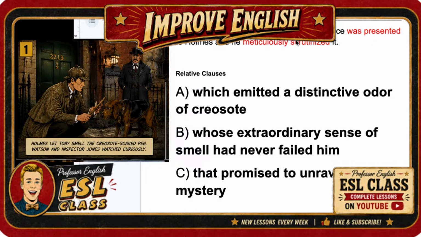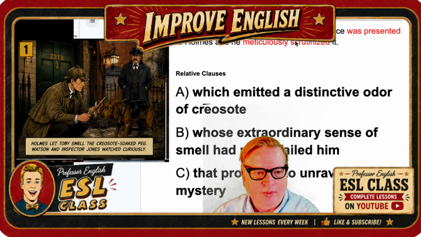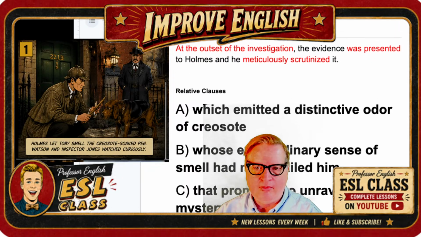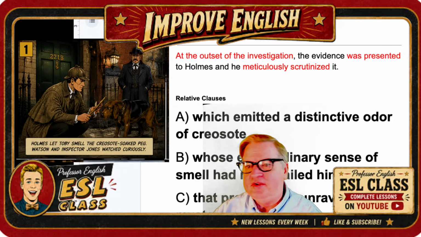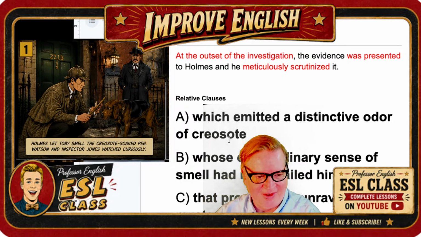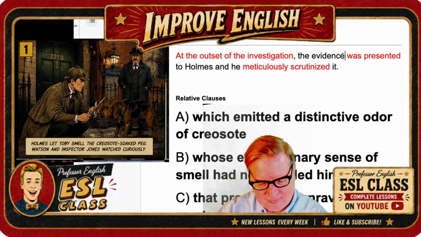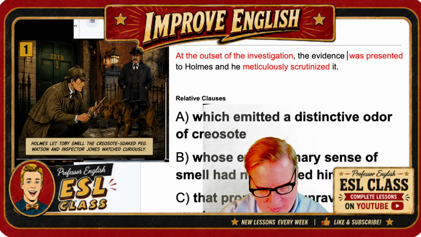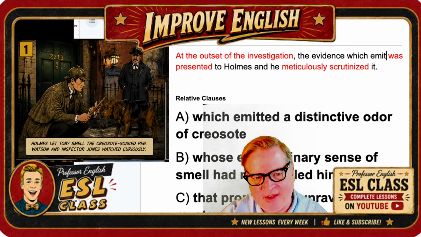So is there anything there that could smell of creosote? The evidence. Yeah. Or it, which is also the evidence. So I think there could be two places where you could put this. Do you want to put it at the edge? It's up to you. Where do you think would fit better? Actually, I think it only fits after the evidence, now that I'm thinking about it. The evidence, which emitted a distinctive odor of creosote. Okay, so we'll put it here. Which emitted. What does emit mean?